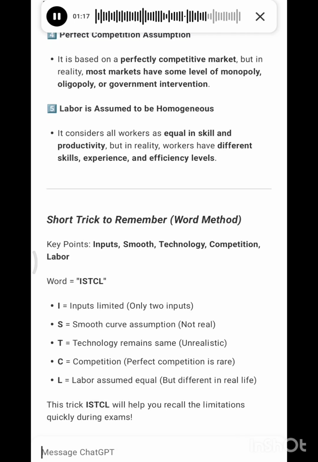Key points. Inputs, smooth, technology, competition, labor. Word ISTCL. I equals inputs limited, only 2 inputs. S equals smooth curve assumption, not real. T equals technology remains same, unrealistic. C equals competition, perfect competition is rare. L equals labor assumed equal, but different in real life. This trick ISTCL will help you recall the limitations quickly during exams.